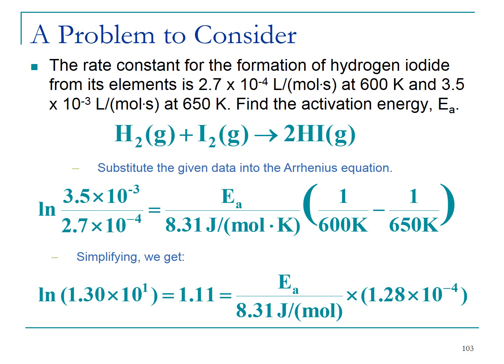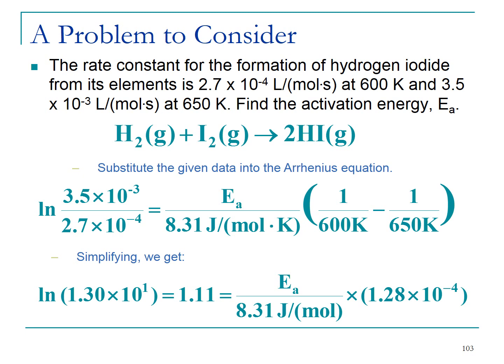Say the rate constant of formation for this reaction is 2.7 times 10 to the minus fourth at 600 K, and then at 650 K it rises to 3.5 times 10 to the minus third inverse molarity per second, and they want you to find the activation energy. So basically you're just plugging in everything you know. So you have the natural log of K2 over K1 equals the activation energy over R.